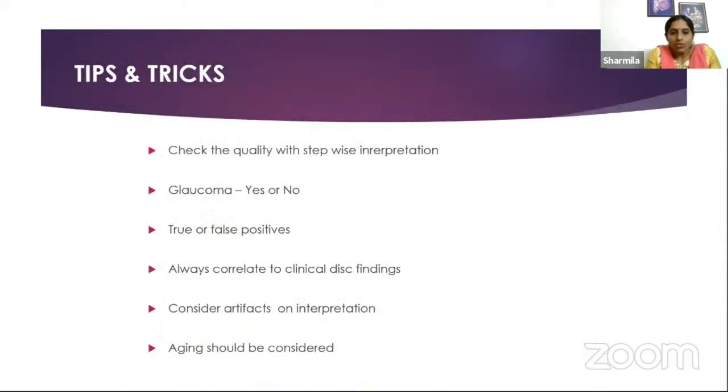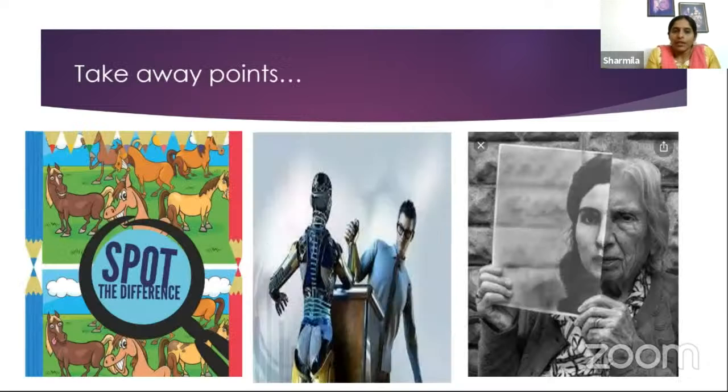So the tips and tricks to interpret OCT is always you check the quality of the scan, identify whether it is a glaucomatous patient or not, differentiate true or false positives, always correlate it with the clinical finding, consider artifacts on interpretation, and also you should consider the normal aging loss which can happen. So I would say that we could never interpret OCT alone in isolation. You have to go hand in hand with the clinical evaluation, differentiate normal from abnormal, and also understand that there may be a true positive or a false positive.